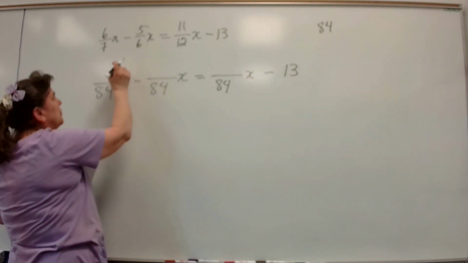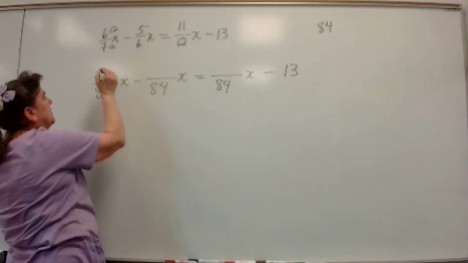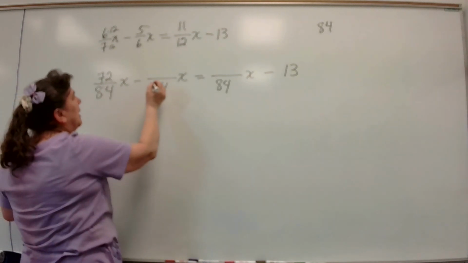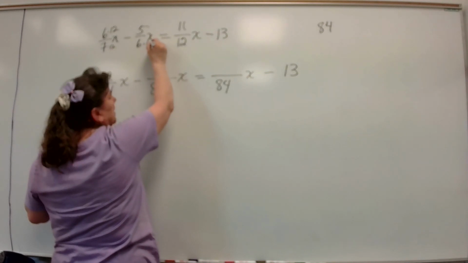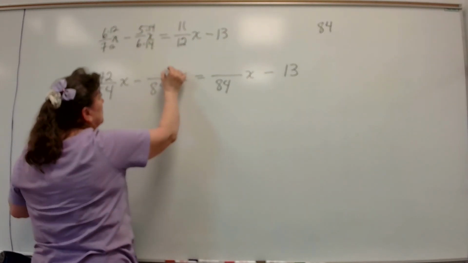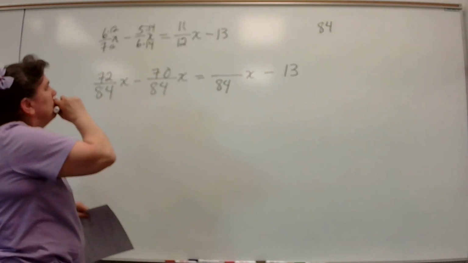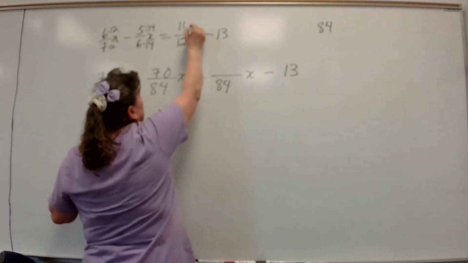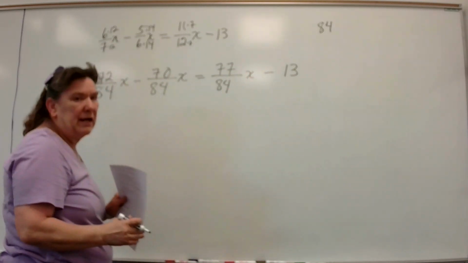7 goes into 84 12 times, so we're going to multiply it by 12. Do the same to the numerator, so 6 times 12 will be 72. And 6 times what is 84? Well, 14. So 5 times 14 is 70. And 12 times 7, so 11 times 7, making 77 over 84x.